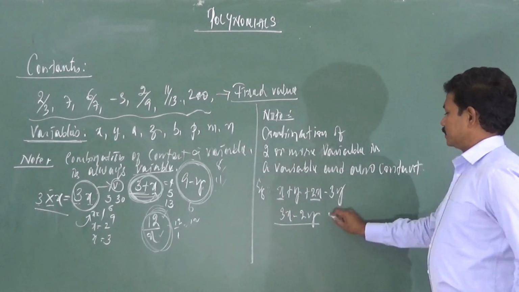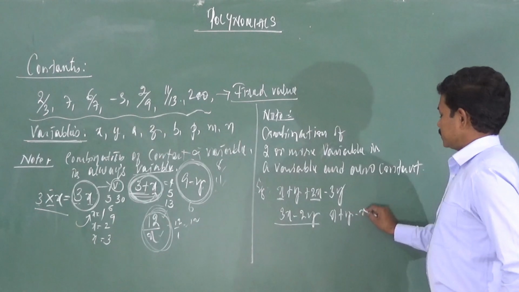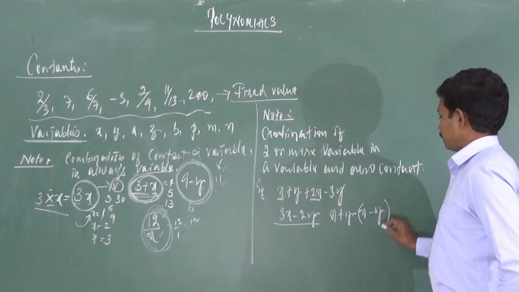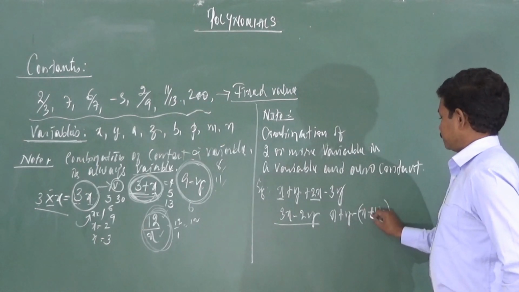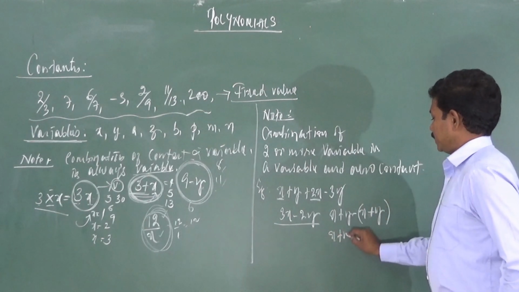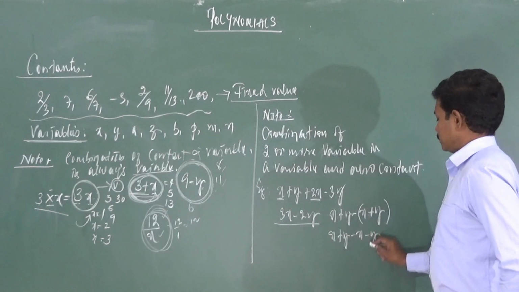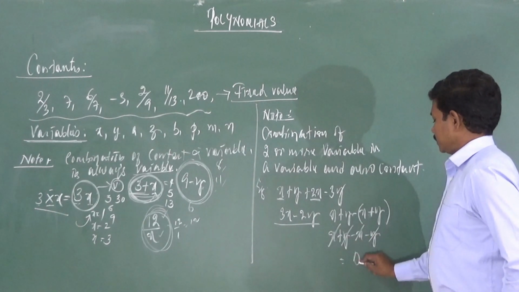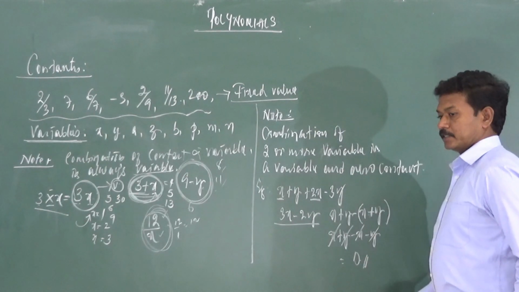Sometimes it happens, x plus y minus x minus y, or you can take it like this, minus of x plus y. When you take this, x plus y minus x minus y, the y and minus y cancel, minus x plus x cancels, so the answer becomes 0 here. 0 is a constant.